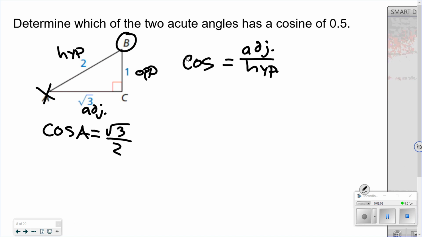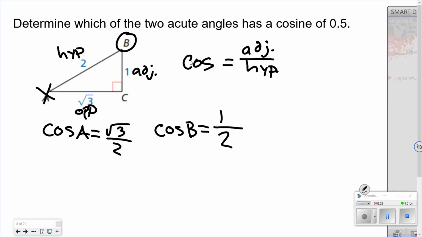Now when we do that, the square root of 3 becomes the opposite side, and the 1 becomes the adjacent side. So now if I find the cosine of B, it's equal to the adjacent, which is 1, over the hypotenuse, which is 2, and it comes out to be a half. That's my answer then. It said the cosine of which angle is 0.5. It's the cosine of angle B.